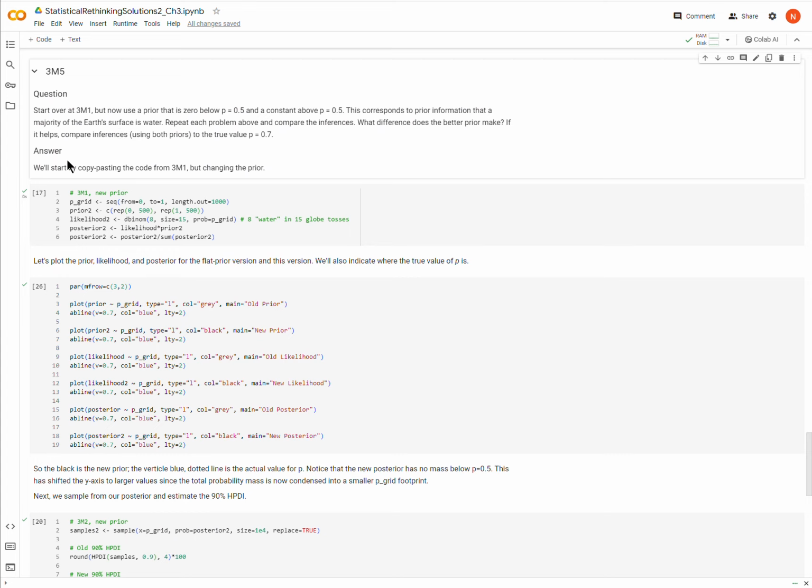So we'll just start by copy and pasting the code from 3M1. But importantly, in 3M1, we had a prior that was just this snippet of code where instead of 500 it was 1,000. But now we want half of our prior, up to p equals 0.5, to be 0, and then a flat number the rest of the way. Okay, so I'm going to run that code.